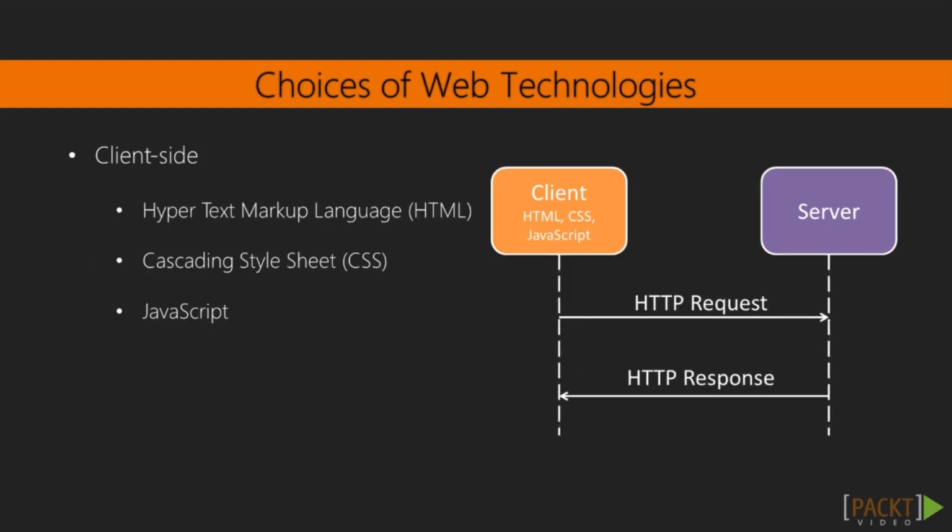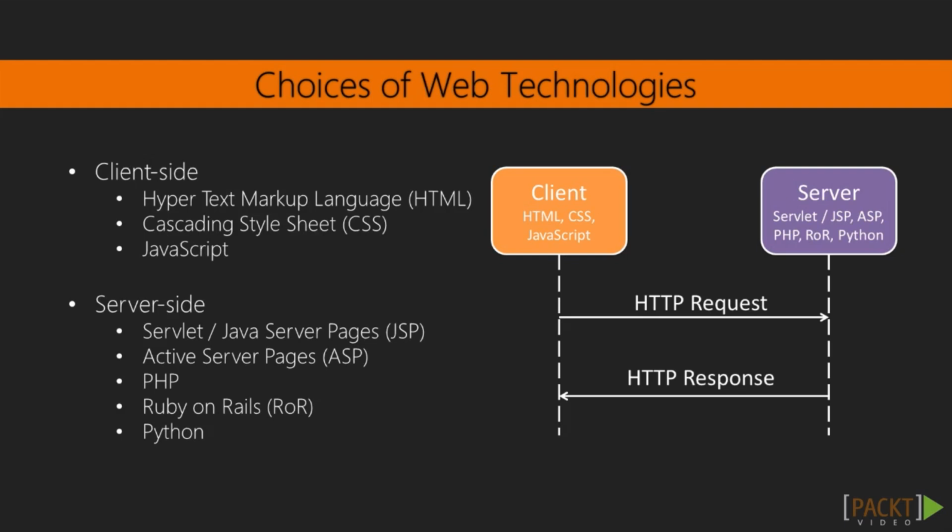Based on the client-server model of a web application, there are many technological choices. On the client side, the fundamental technologies are HTML, CSS, and JavaScript. They usually work hand in hand to compose an interactive web page that is run on a client browser. On the server side, it's much more complicated. The most commonly used technologies are Java Servlet and JSP, ASP on Microsoft .NET, PHP, Ruby on Rails, and Python, respectively.